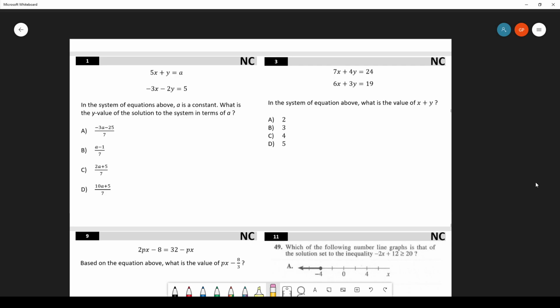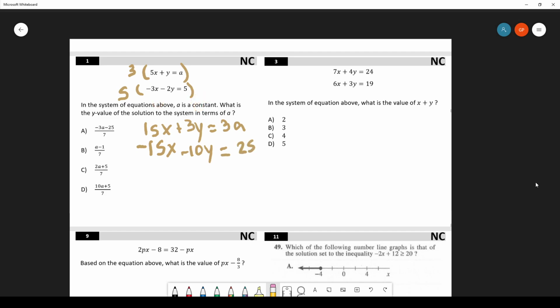So what I'm going to do is I'm going to multiply the top equation by 3 and the bottom equation by 5. I can do this because if I multiply both sides of an equation by the same number, the equation itself is still equivalent. And doing this will also allow me to cancel out my x's. So when I do this, for the first equation, I get 15x plus 3y is equal to 3a. Then I get, for the second equation, negative 15x minus 10y is equal to 25.